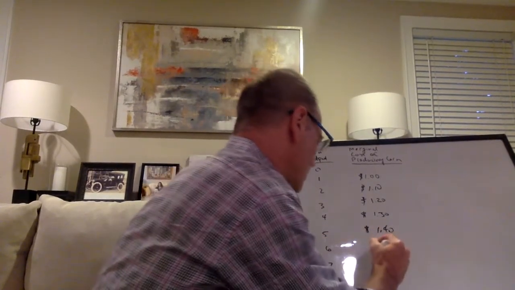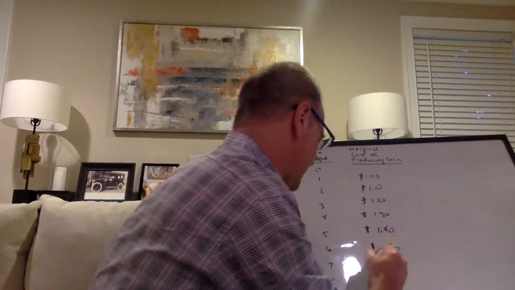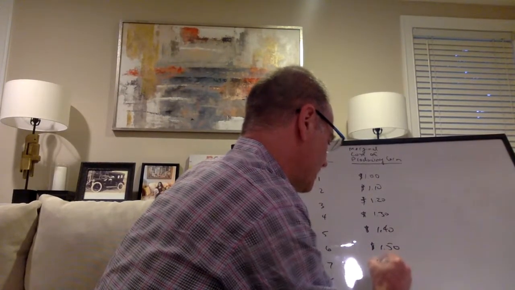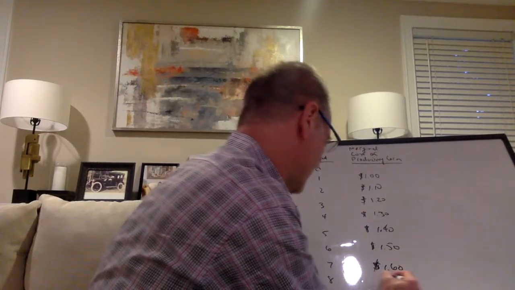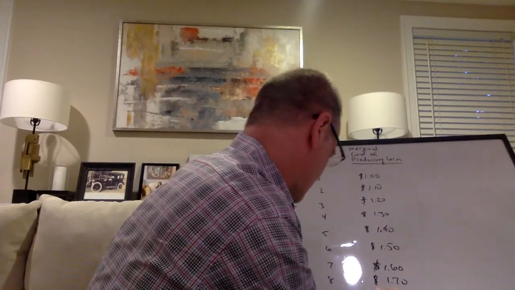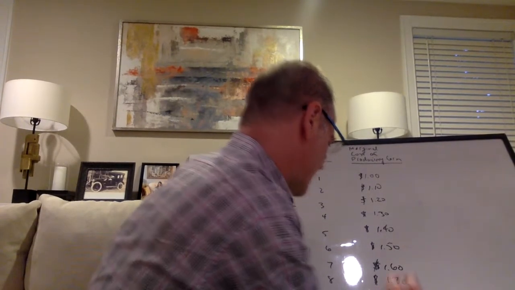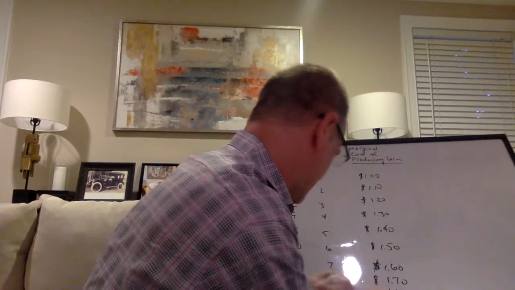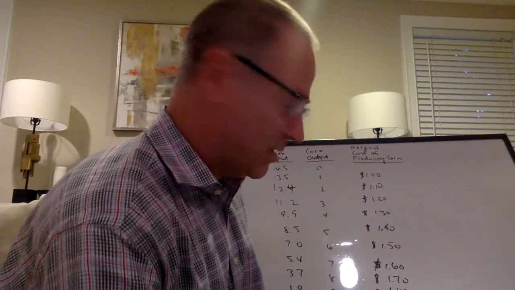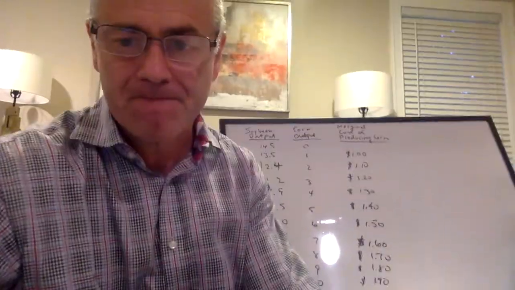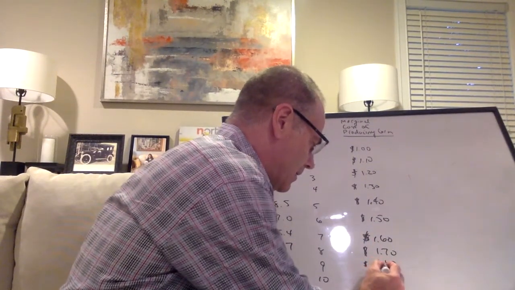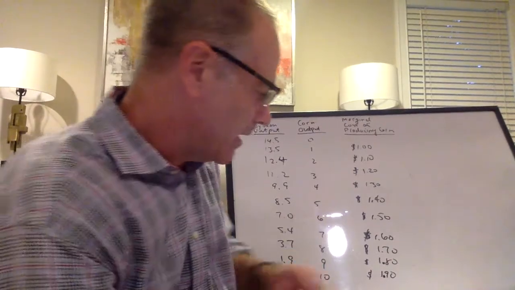$1.40, $1.50, $1.60, $1.70 for the eighth, $1.80 for the ninth, and then $1.90 for the 10th bushel of corn. Okay. $1.90. Can you see these?